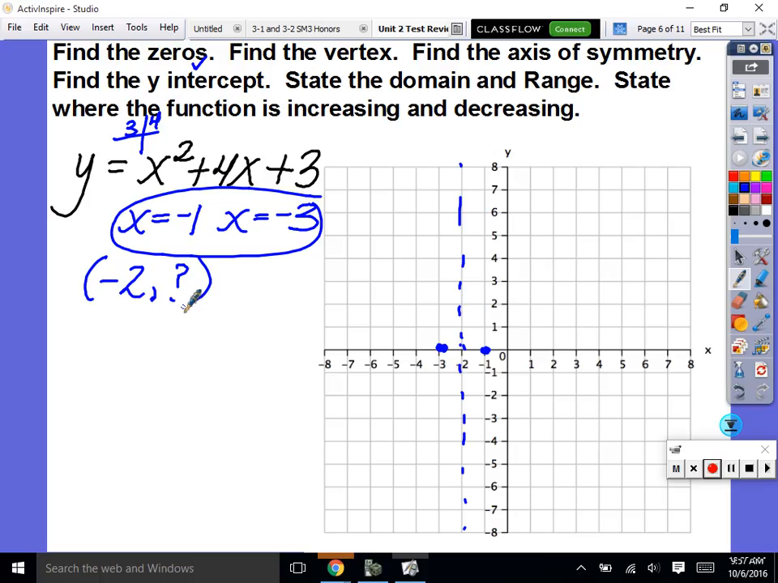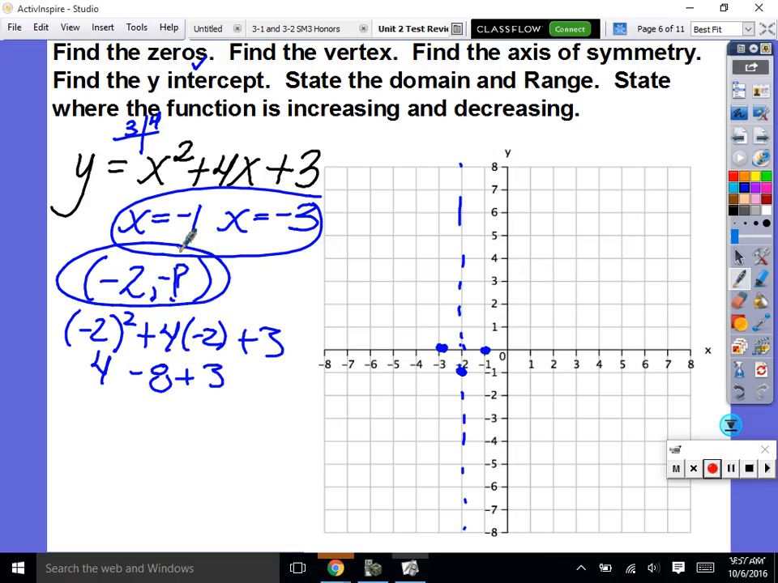So we plug in -2 into our function. That's -2 squared plus 4 times -2 plus 3. So that's 4 minus 8 plus 3. Whatever that is, negative 4 plus 3 is negative 1, right? So it's negative 2, negative 1. Do you see what I'm doing here? So negative 2, negative 1, there's my vertex. So now I've answered that, my vertex. The axis of symmetry was x is equal to negative 2.